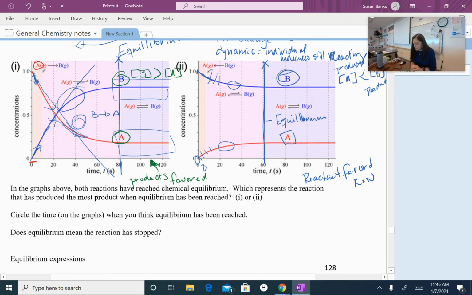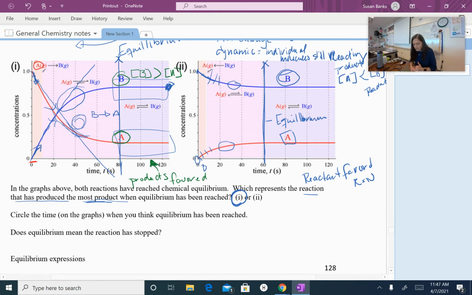Which graph represents the reaction that has produced the most products when equilibrium has been achieved? Is it graph I or graph II? Which one has the most product? Take a minute and circle. Did you circle I? Look at our product concentration. It is really high here.